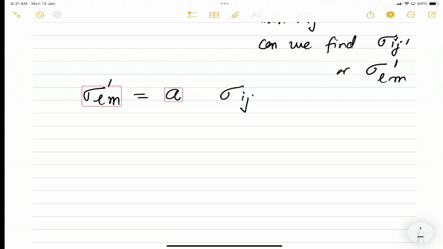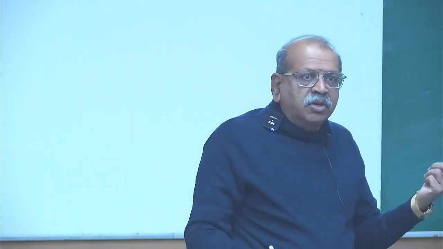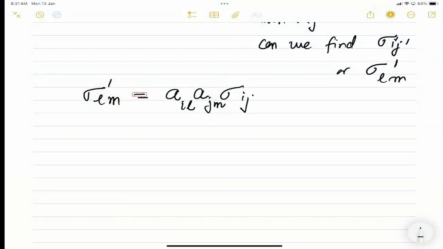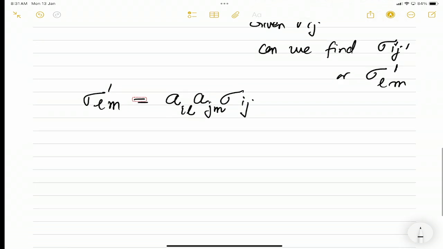There will be two A's. So let me write the two A's. What will be the subscript of the first one? AIL AJM sigma ij. And how we got this I explained at the start of the class. You can also have a look at it later. So now if I try to work out, and I am doing this only once, rest I will leave it to you, let's work out all the components of A.